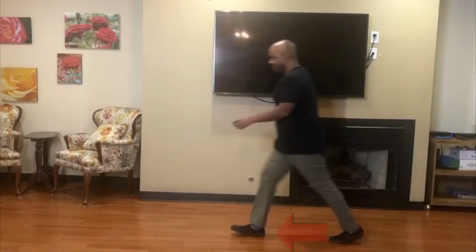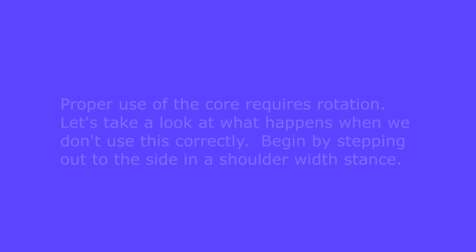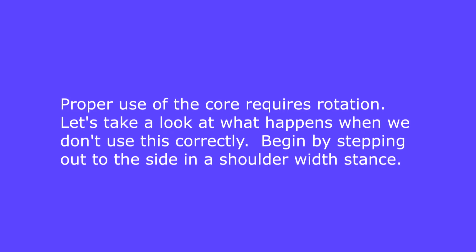Pitching forward causes a heavy heel impact that can damage the joints over time. It also causes misalignment of the lower back, which can lead to injury and chronic pain. Proper use of the core requires rotation of the core. Let's take a look at what happens when we don't use the core correctly.